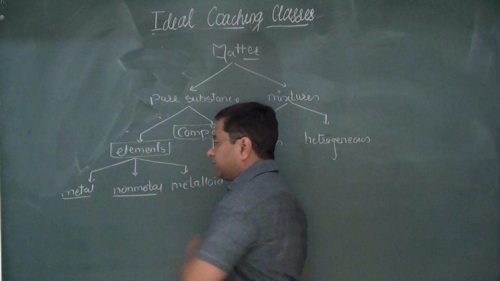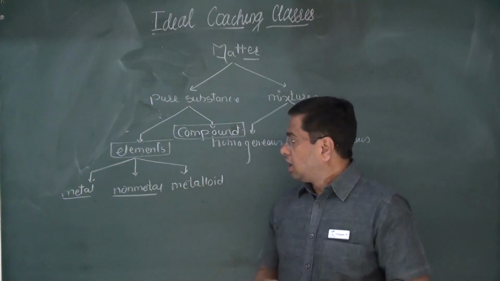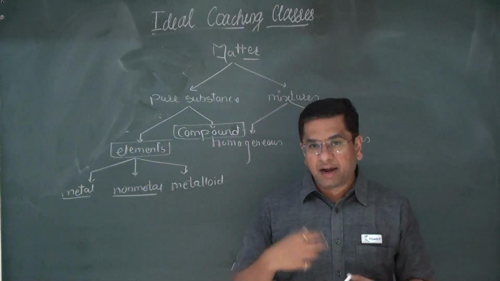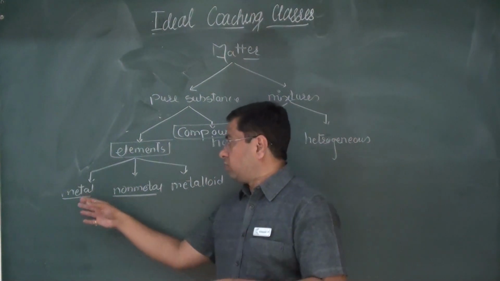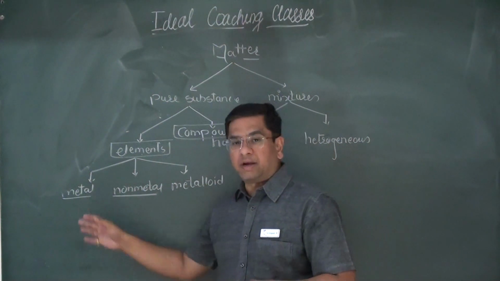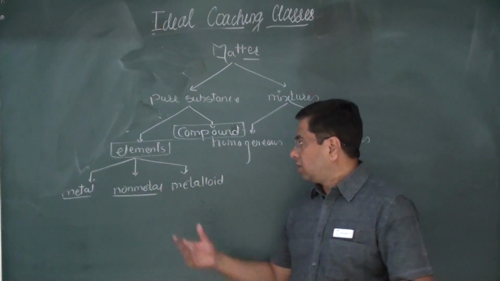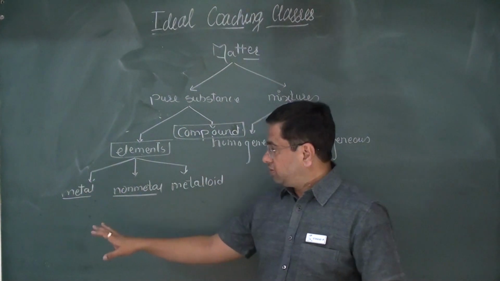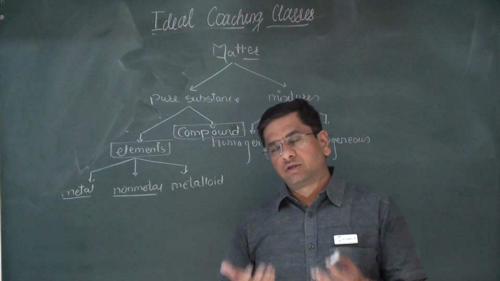So what are non-metals? Non-metals are the elements which have the reverse property of a metal. They are electronegative. They are going to accept an electron. They are going to take the electron. Of course, a metal will react with a non-metal, and we'll get a compound, because the metal is electropositive and is going to give an electron, and the non-metal is electronegative and is going to accept that electron.